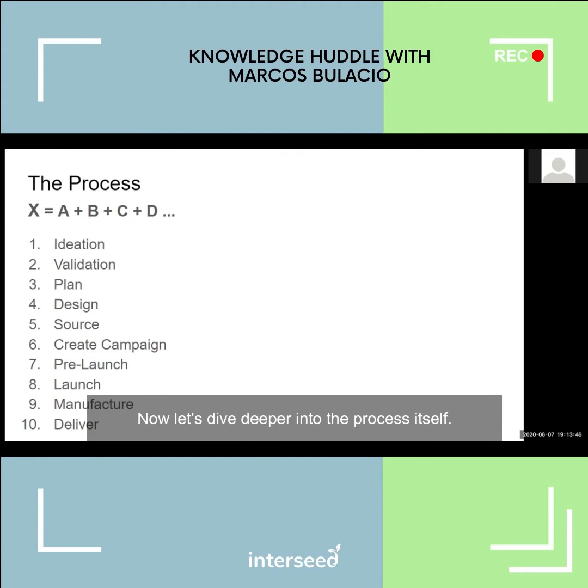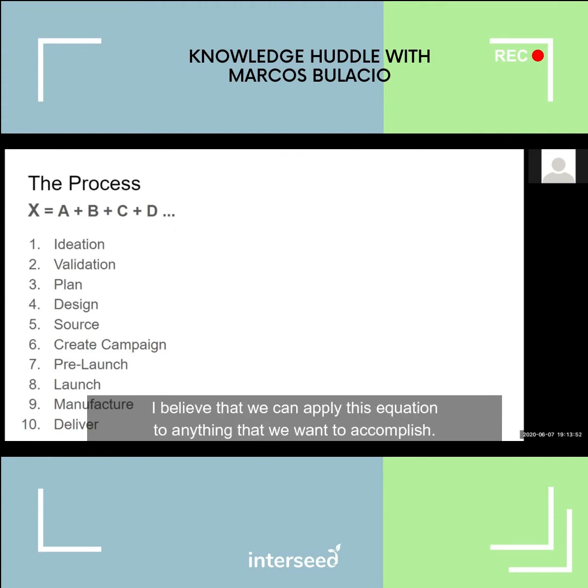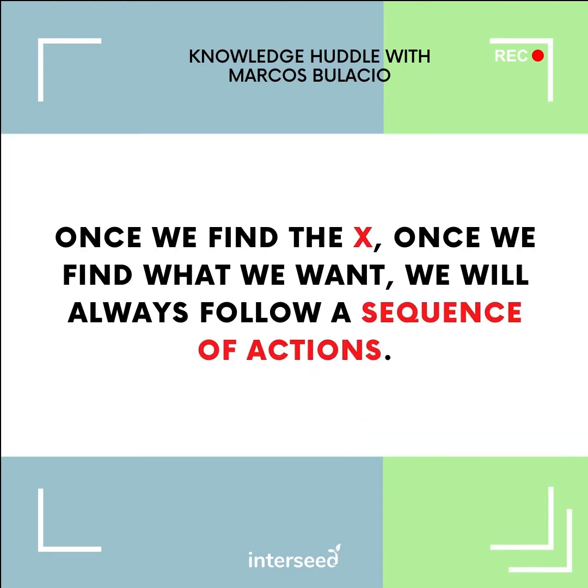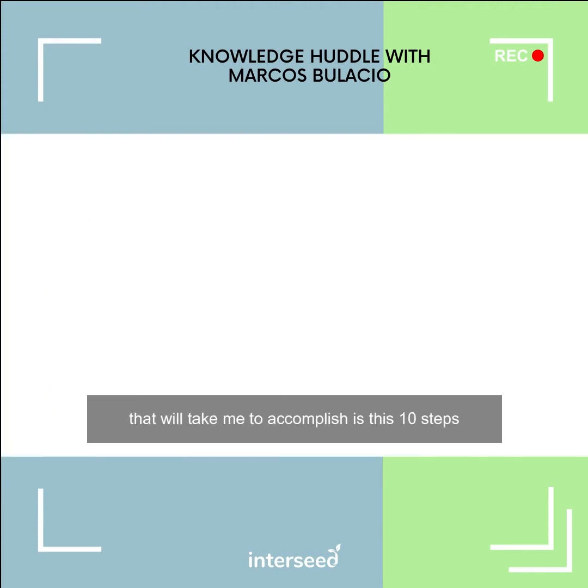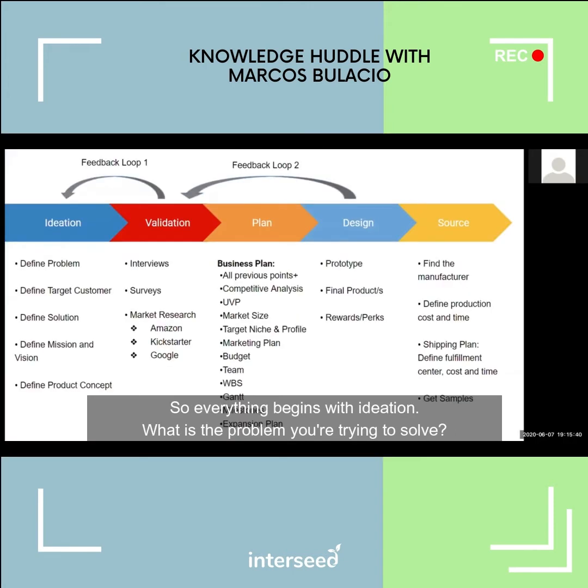Now let's dive deeper into the process itself. I believe that we can apply this equation to anything that we want to accomplish. Once we define the X, once we define what we want, we'll always follow a sequence of actions. The key here is to define what is the sequence of actions that will take me to accomplish these 10 steps. So everything begins with ideation.